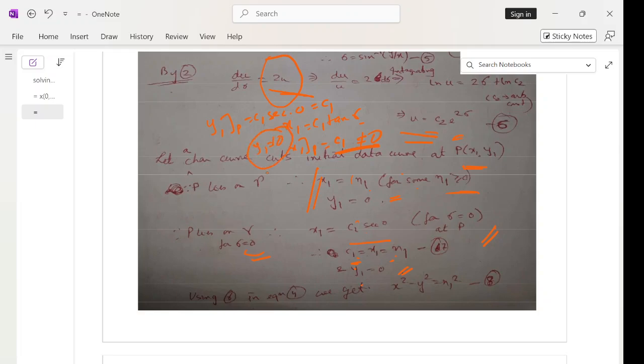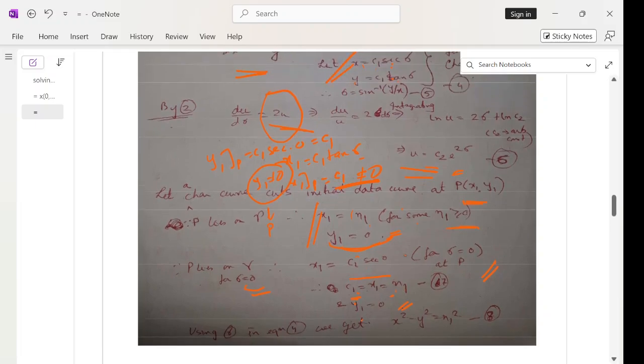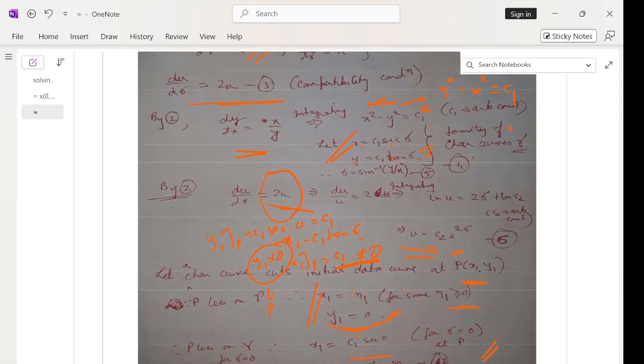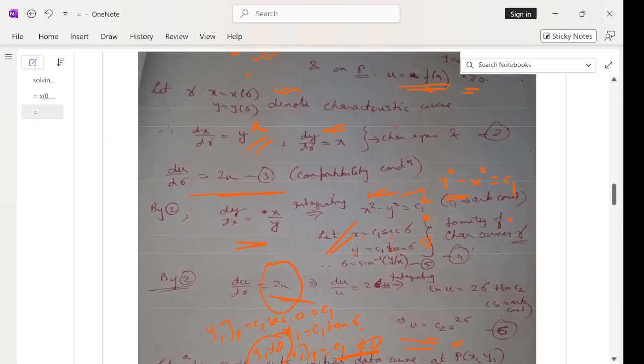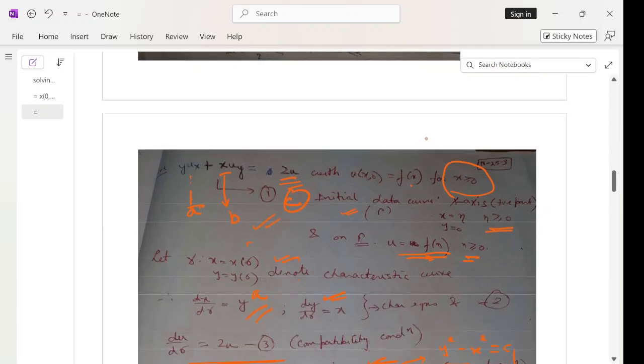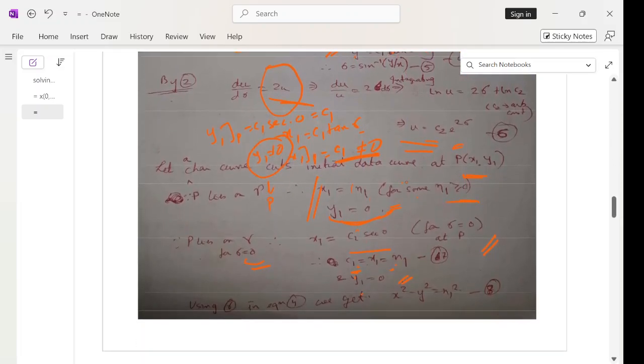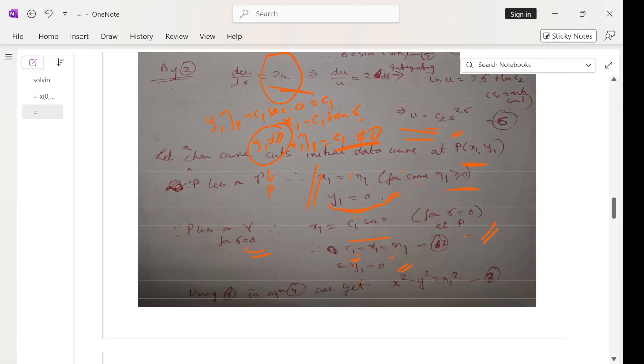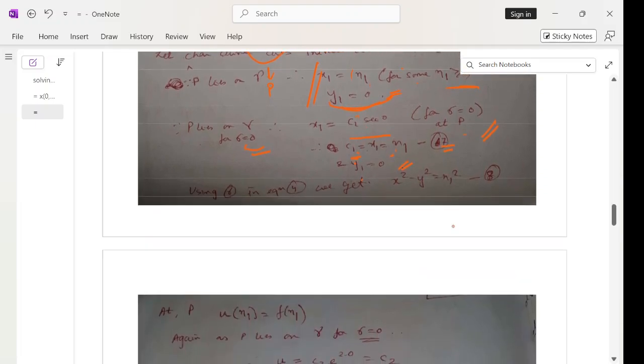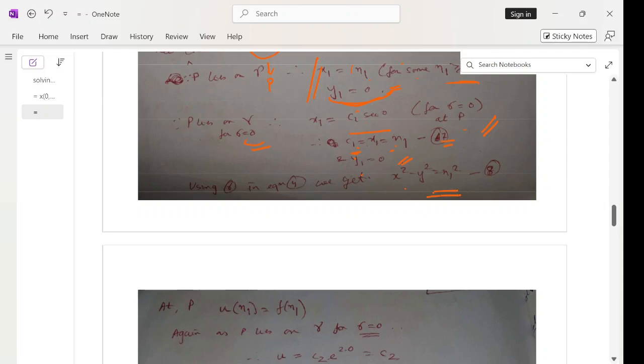Okay, so this will be the creating problem because we know at the point P, y1 must be 0. So that means we have to take a bit of care when we are forming this parametric equation, because you can change this arbitrary constant, we could easily have taken this one. But I need to take care of the fact what will be the x1, y1 form at the point of intersection. That means I need to take care of the initial data curve provided to the problem. Okay. So again, we have formed this C1 in terms of eta 1, and y1 is 0. So I got x square minus y square equal to eta 1 square up to this.